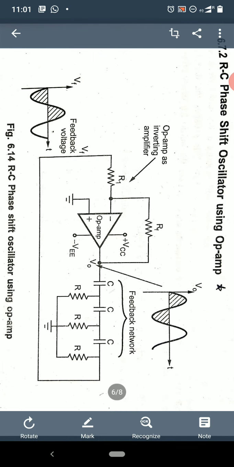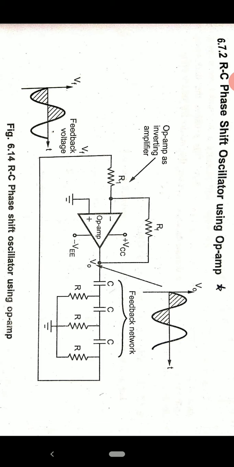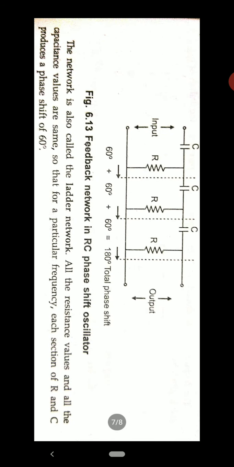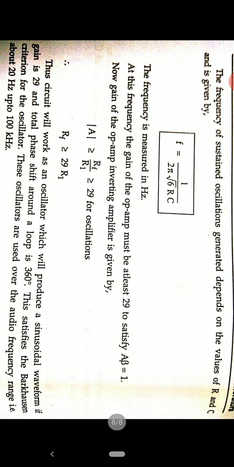I hope the whole concept is clear. You have used two sections here: one is the amplifier stage, the other is the feedback network stage. The amplifier stage is used in inverting mode, so it gives a 180 degree phase shift, and each RC section gives 60, 60, 60. So total 180 plus 180 is 360. One criterion, 360 degrees around the loop, is satisfied. Now, to satisfy the one more criterion, that A beta should be equal to 1, let us explore this.